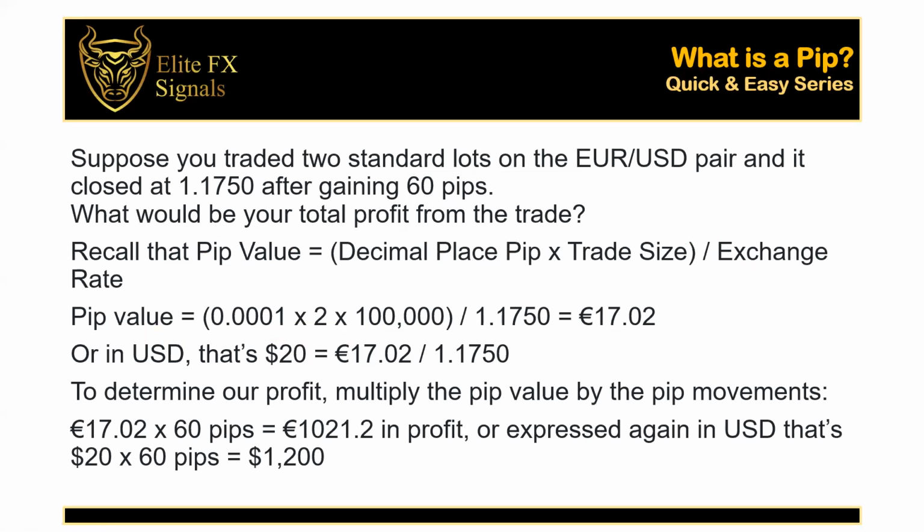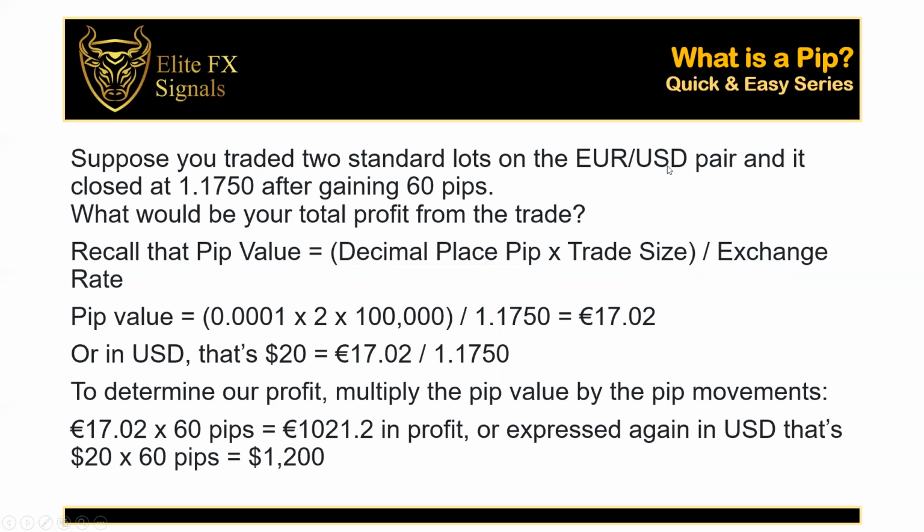Now, suppose that you traded two standard lots on the euro-dollar pair and it closed at 117.50 after gaining 60 pips. So how much money did we make? Recall that pip value is the decimal place pip times the trade size divided by the exchange rate. So let's calculate that pip value.